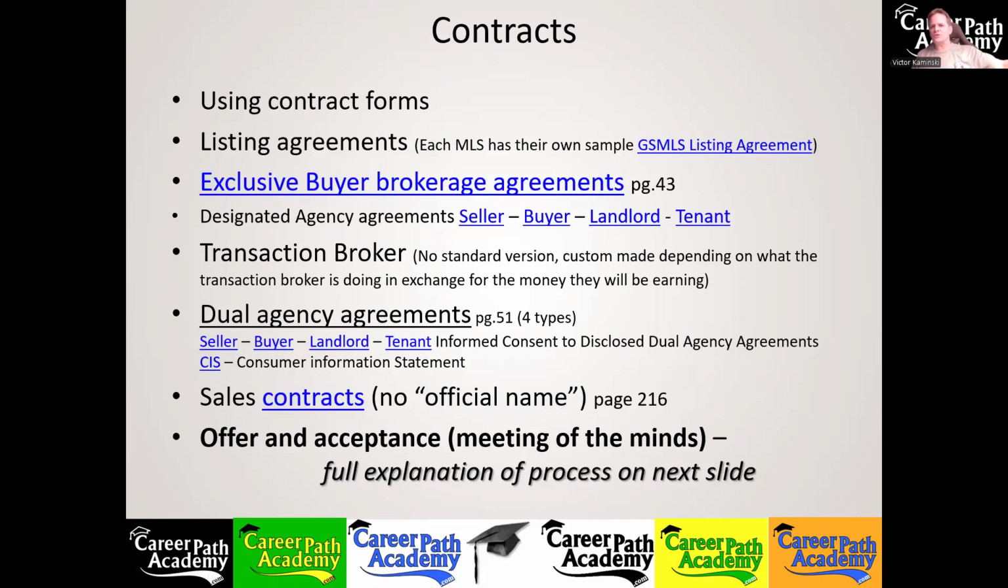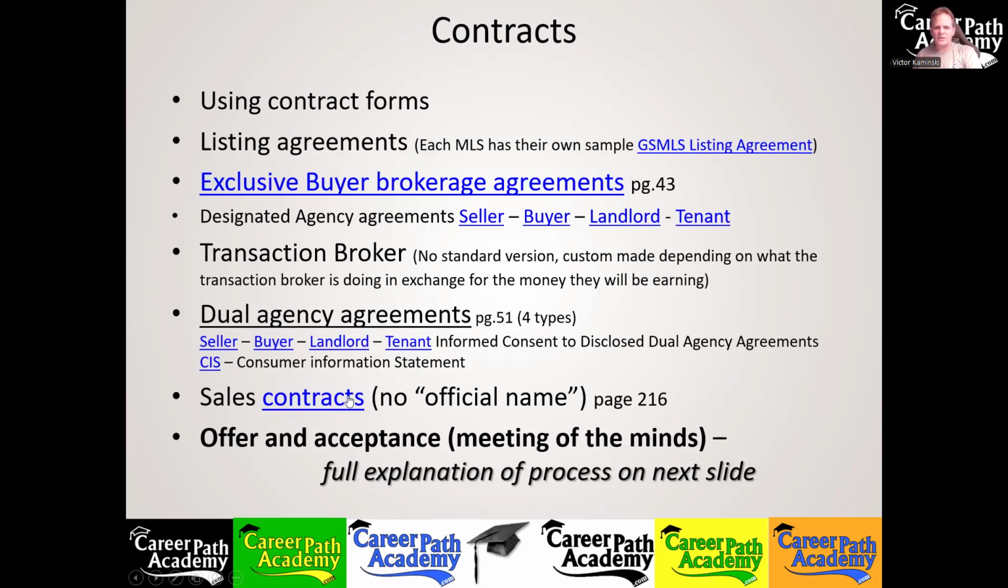So the contracts that we use are the contracts that are prepared already for us. We just fill in the blanks. We use listing agreements. Each MLS has their own. We use exclusive buyer brokerage agreements, designated agency agreements. Transaction brokers have their own transaction brokerage agreements, or brokerage service agreements, we call them BSAs. We also use them when working as agents. We also have disclosed dual agency agreements. There's a separate one for seller, buyer, landlord, and tenant.